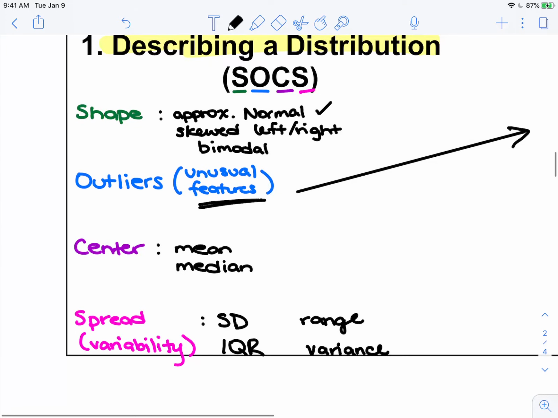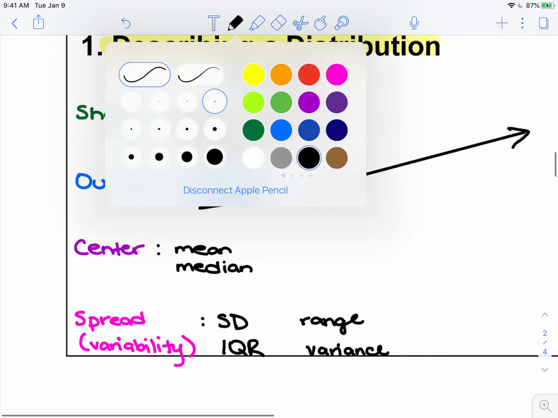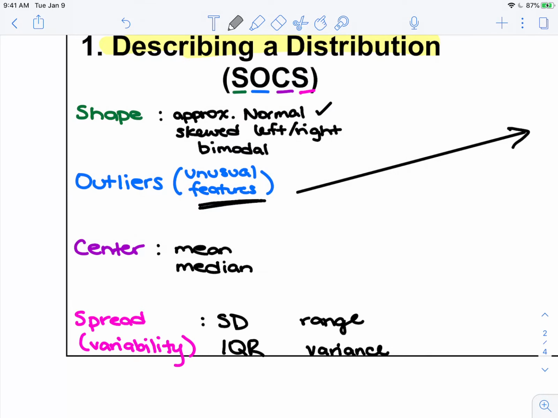Okay, the C stands for center. It's going to be the mean or the median. You don't have to describe both. Feel free, but I usually just stick with one. Now, something to know about mean and median is that the mean is not resistant to extreme values. So if there is a really low outlier, that's going to pull the mean down. If there's a really high outlier, it's going to pull the mean up. The median is more resistant than the mean to those outliers or extreme values.